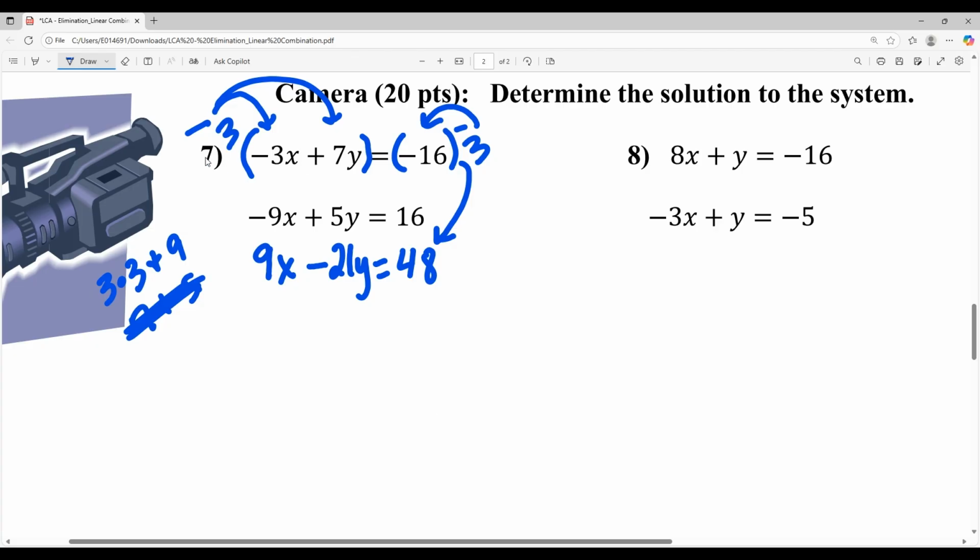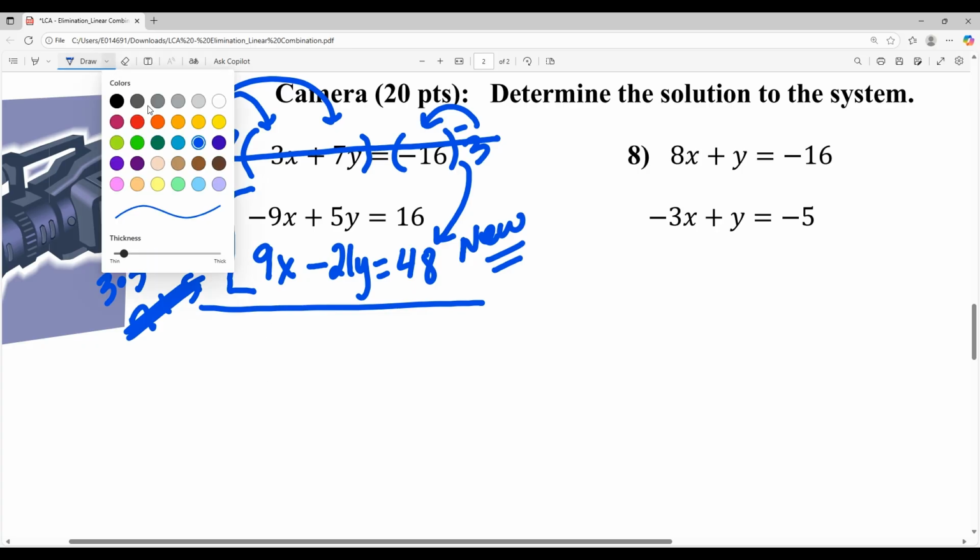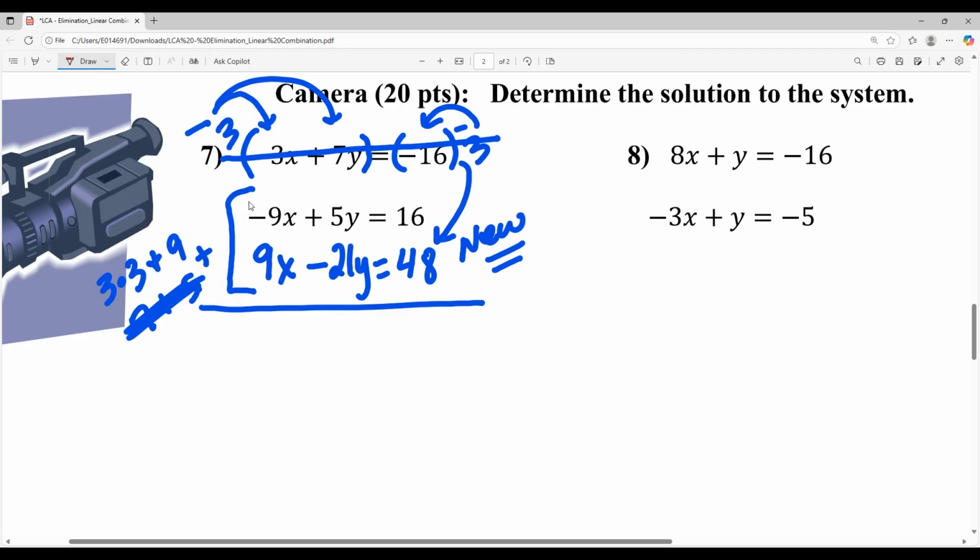All right. Now, this equation is now gone. This is our new equation that we want to use to combine with this equation above. Okay, we're just going to add straight down now. So the x cancels out. Combining 5 and negative 21. Remember, look, I have more bad guys than I have good guys. So that means I'm still going to be a bad guy when I bring it down. 21 take away 5 is going to give me 16.